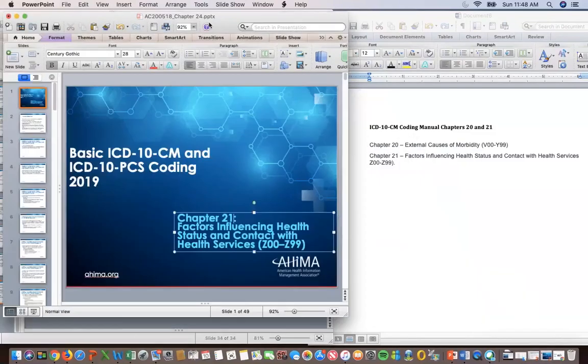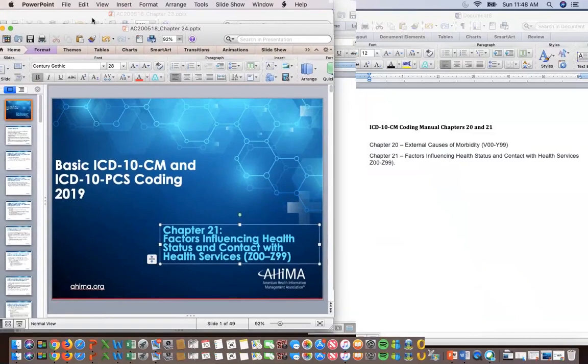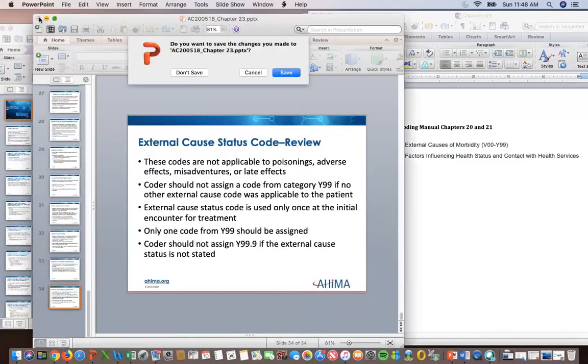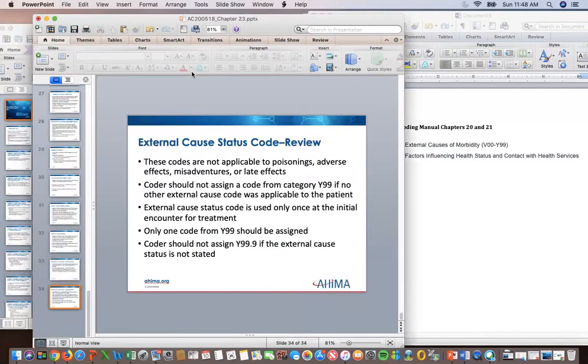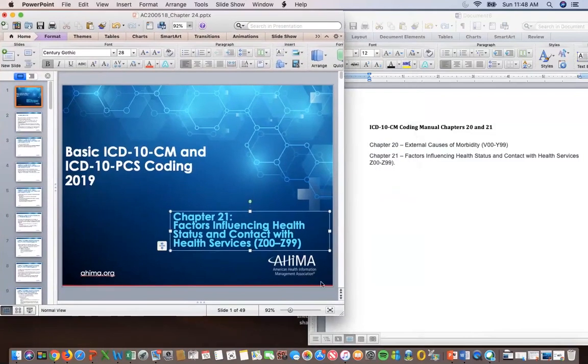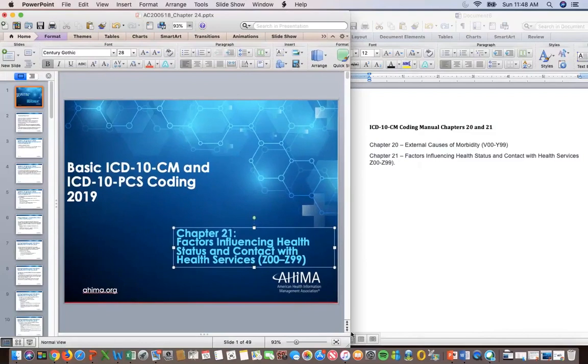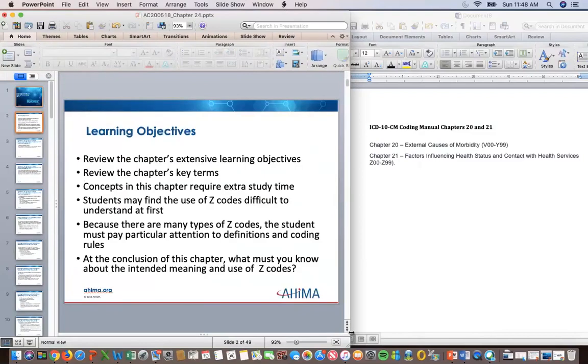Now let's move into another quick, kind of fun little chapter that's an add-on for the coding piece of it. We're going to talk about the factors that influence our health status and contact with health services. So with this chapter, let's just open up our coding manual. Your very last chapter. Wow, you made it all the way through. So let's just take a look at these.